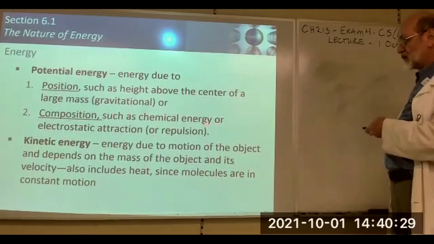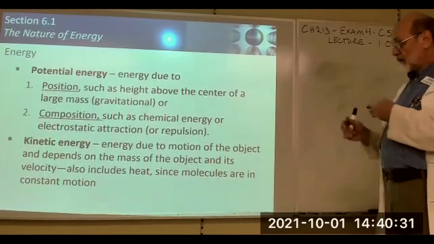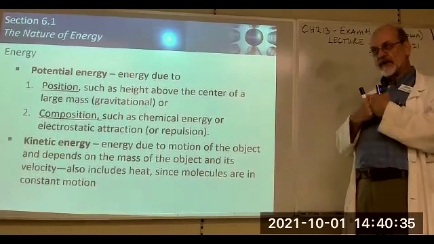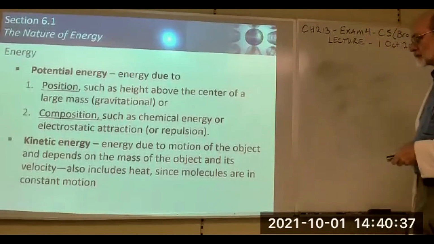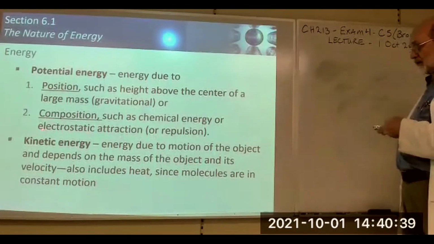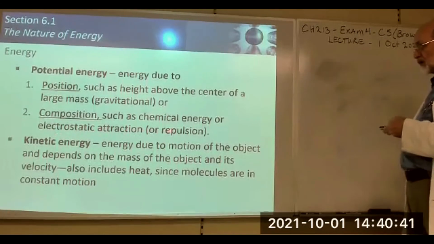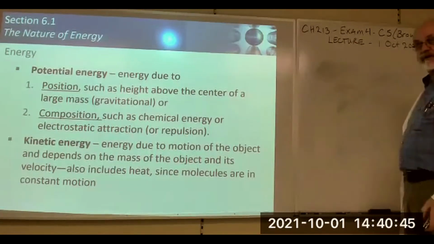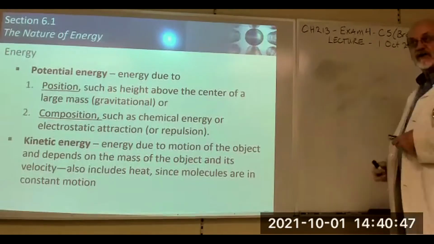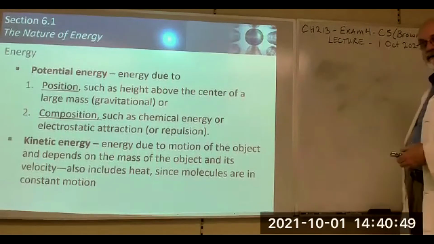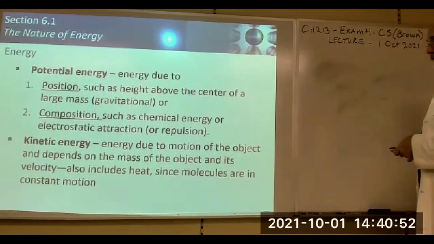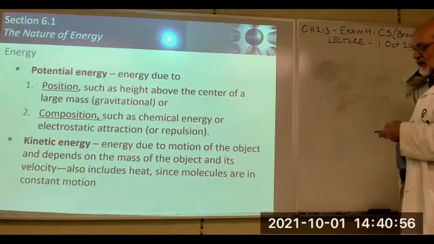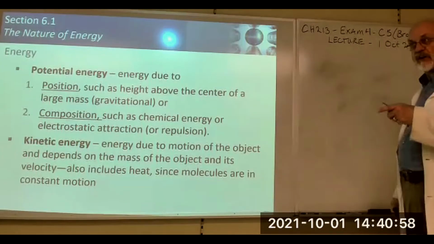It can be chemical energy, and for chemical energy, the energy is stored in bonds between atoms. You can have electrostatic attraction or repulsion, and technically speaking, that could be considered a type of chemical bond in the right conditions, like between ions. You can store up energy there. So it's either potential or kinetic, and kinetic just means it's moving.